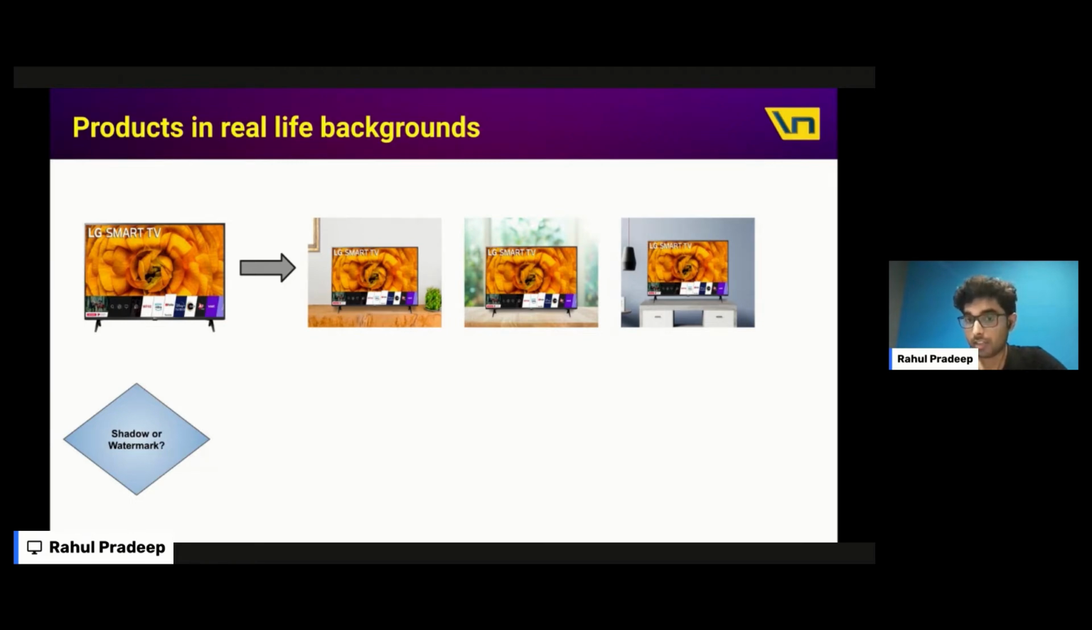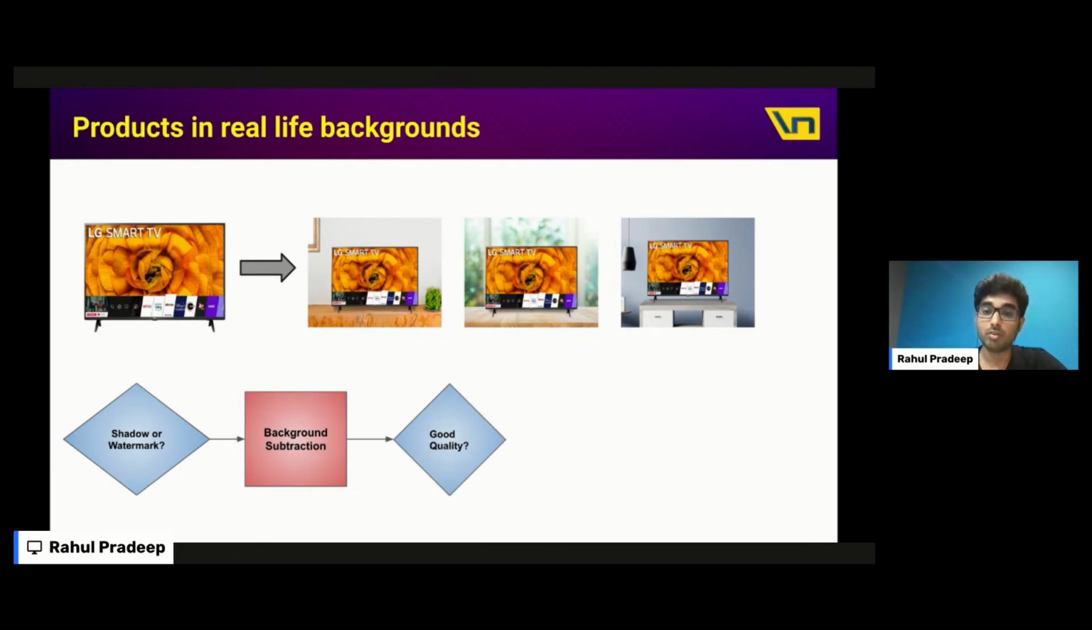So we detect whether it has a shadow or a watermark. If it doesn't, we move on to what is called background subtraction. If there are just white pixels or gray pixels, whatever surrounding the product, we subtract them out and create transparent pixels instead of those pixels, essentially generating a PNG in the process. Once we have this PNG, we also do things like QCs on top of it to figure out whether we have done a good job in subtracting those pixels.